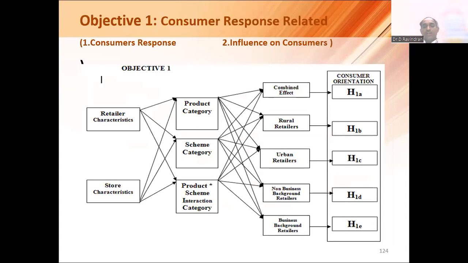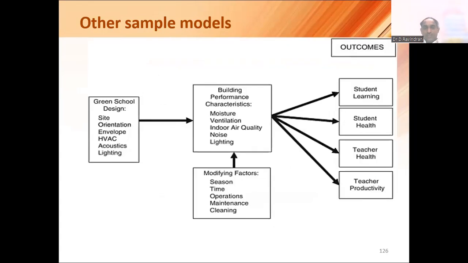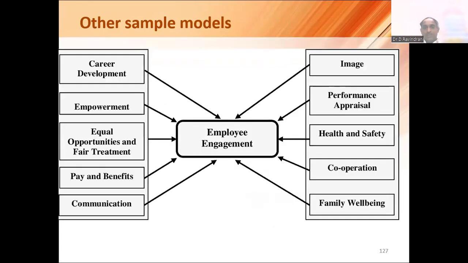Then the model: retail characteristics and store characteristics will have an impact on product category and scheme category, which is divided into 5 different effects. This is one model, based on Objective 1, consumer response related. This has 2 main variables, and these 2 main variables have sub variables, which are created as a model. Likewise, we can have other sample models as I showed earlier. These are just pictorial representations. Sometimes they confuse us, but if you read the article properly, it is very simple.